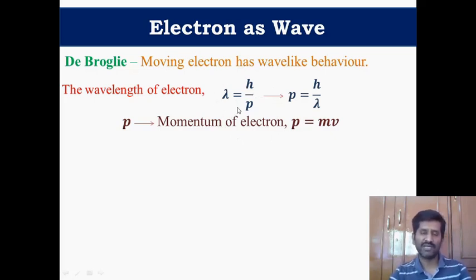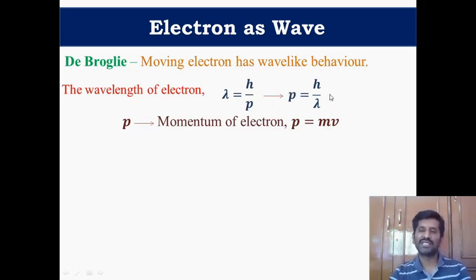It is one of the very important equations in physics. It connects both wave character and particle character of the electron. Wavelength tells about wave character and momentum tells about particle character. Rearranging this equation, we get p is equal to h by lambda.